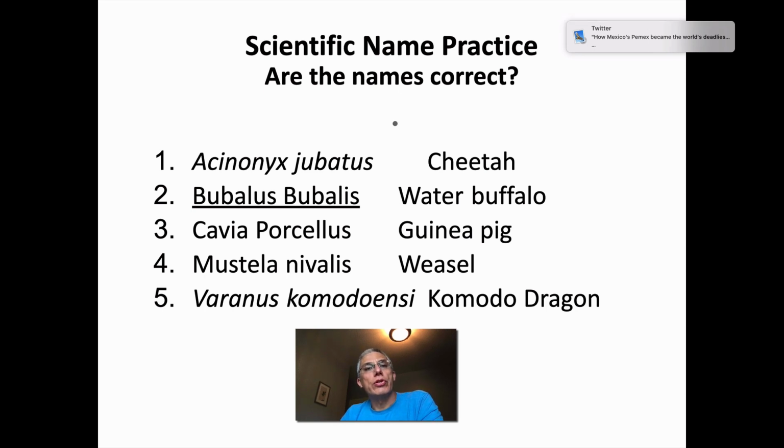All right, so what I want you to do is a little bit of scientific name practice. I want you to think about the 5 different scientific names that you see here. We have one for the cheetah, one for the buffalo, the pig, the weasel, and the dragon. These are Latin names, so they're kind of hard to pronounce, and I'm not even going to attempt it. But if you need to, pause the video for maybe a minute or two, take a look at 1 through 5, think about the rules for scientific naming, and then you simply have to tell me whether or not that scientific name is correct. I'm going to give you a chance to do that.